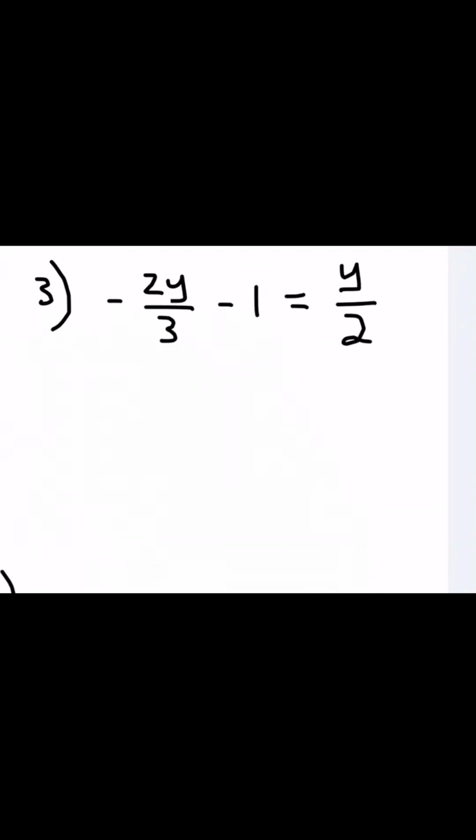So without wasting much of our precious time, let's jump on to example number 3, where you have, let's say, negative, okay, I'll just modify the equation there and say maybe over 3, and then let's say minus 1, maybe this time around, let's say y over 2. Yes, let's do it this way.